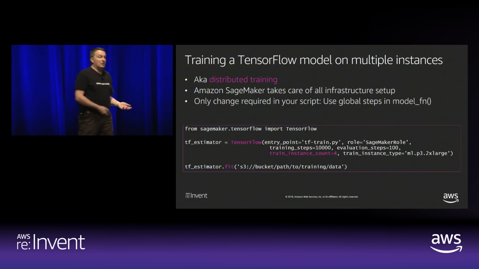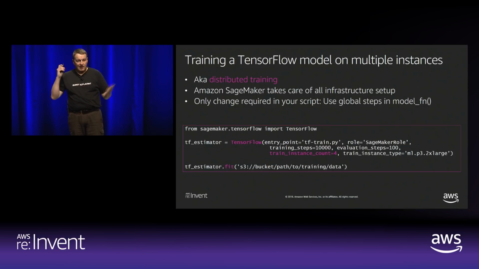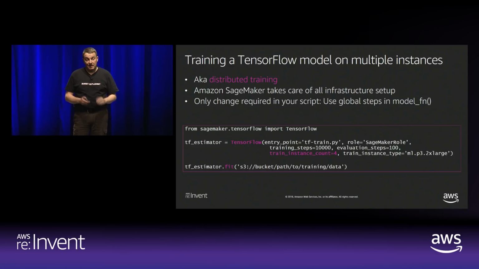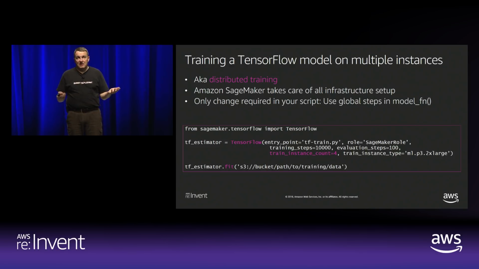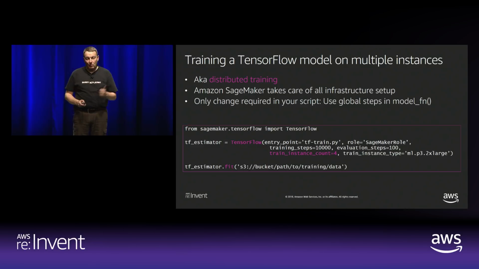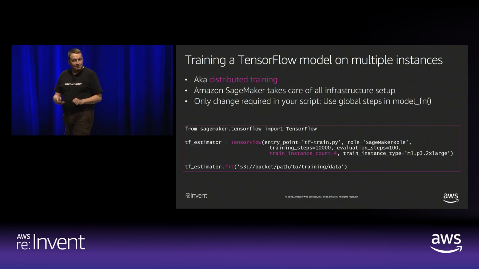If you want to do distributed training, like I said, the only change is to pass the right value to that train instance count parameter, and that's all there is to it. 2, 4, 9, 200 instances, that's all it takes. So you can set it up super easily, no fuss. This is much, much simpler than having to set this up manually. You should try it once. You'll know what I mean.